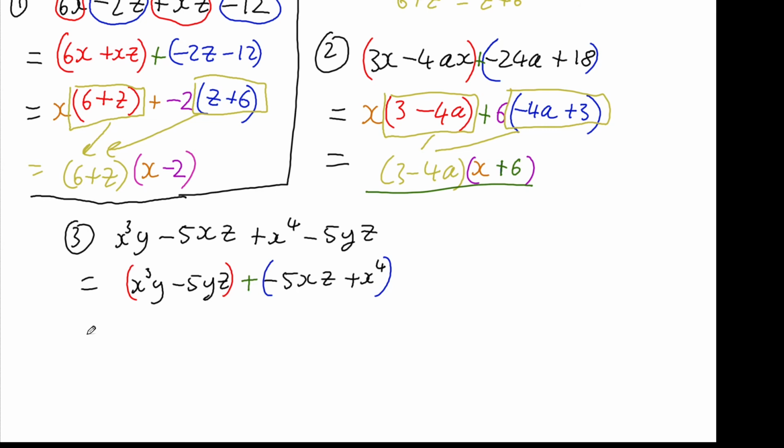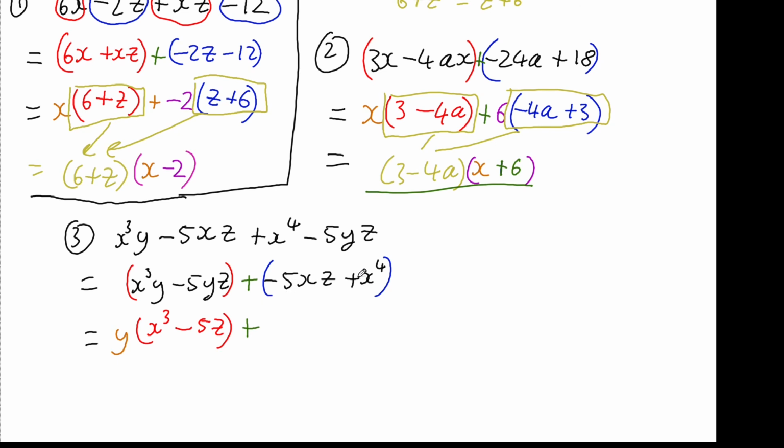So looking at the first two terms, my common factor is the y, so I'm going to factorize out the y. X cubed times y divided by y is just going to be x cubed. Minus 5yz divide out the y is just going to be minus 5z. Add on our second lot.